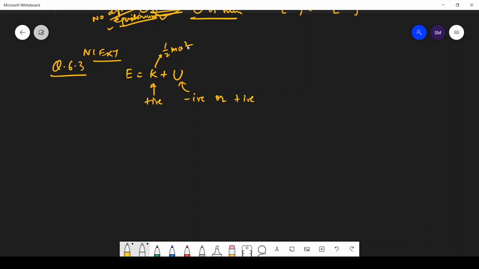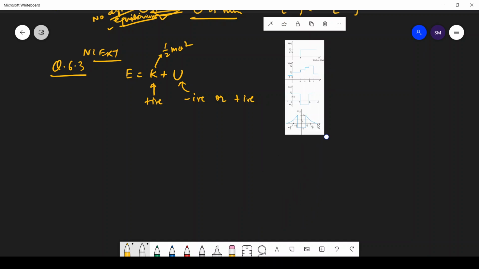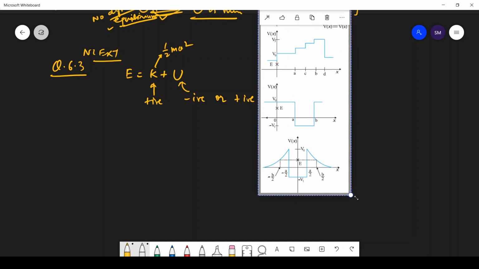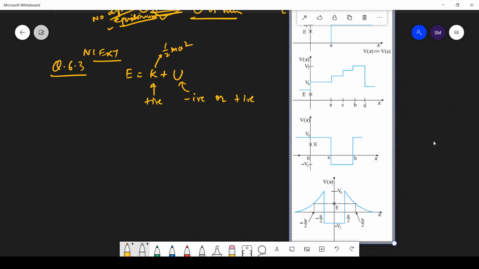So the square of v is positive, mass is also positive. So that is why K is never negative. Now, if we look at the question in our book, these are potential energy functions which are given to us.